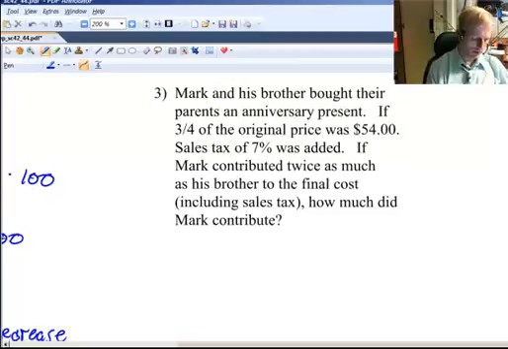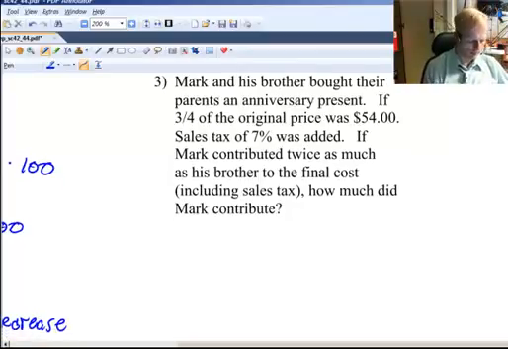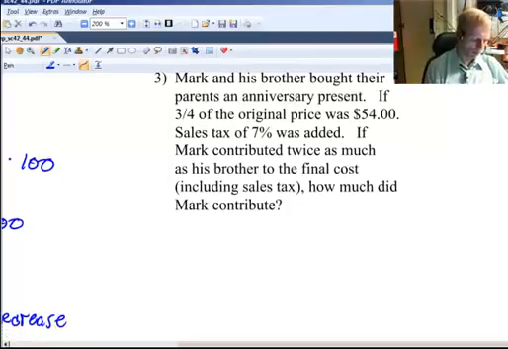Okay. Mark and his brother bought their parents' anniversary present. 3/4 of the original price was $54. Sales tax of 7% was added. Mark contributed twice as much as his brother. How much did Mark contribute?